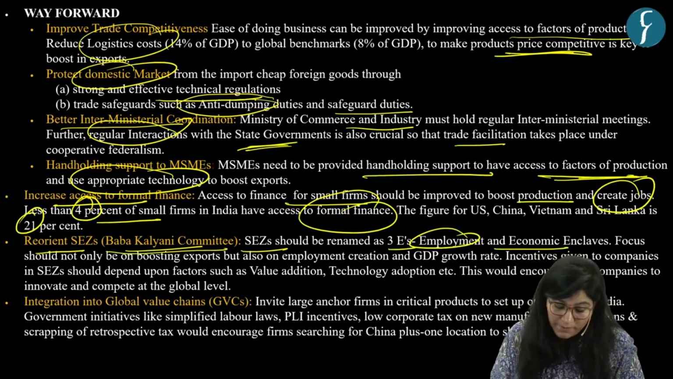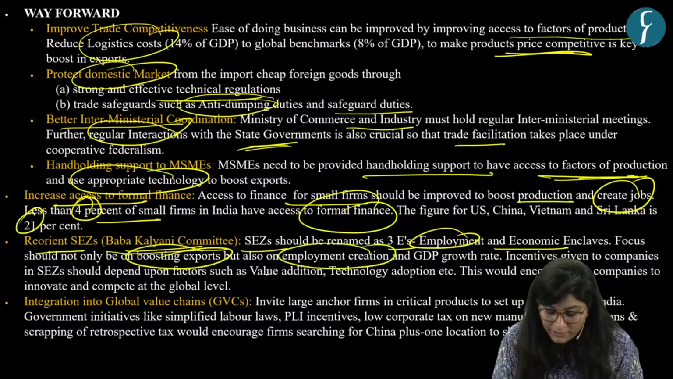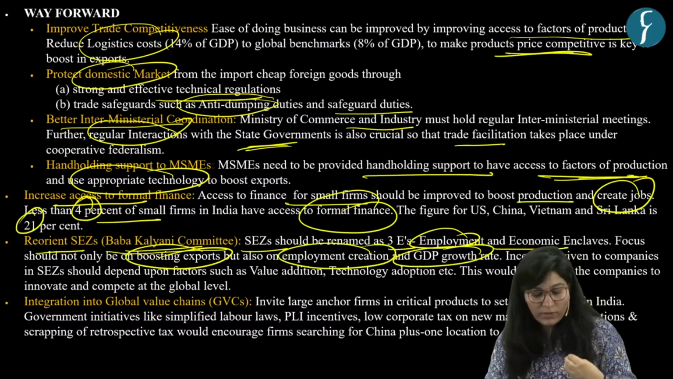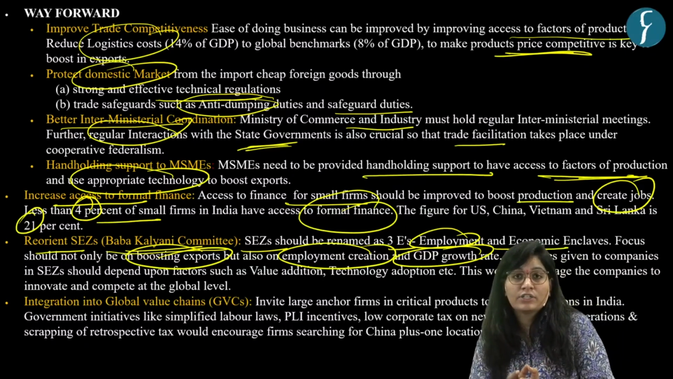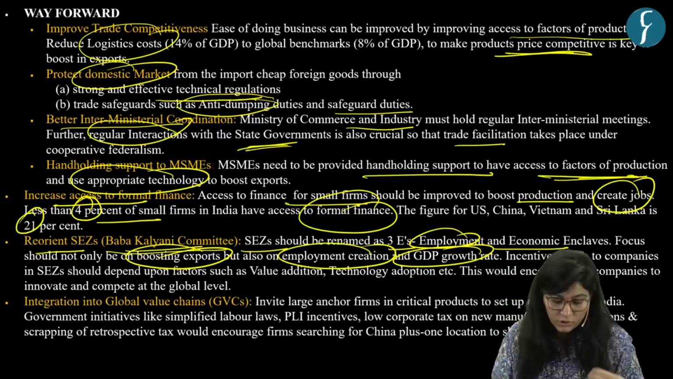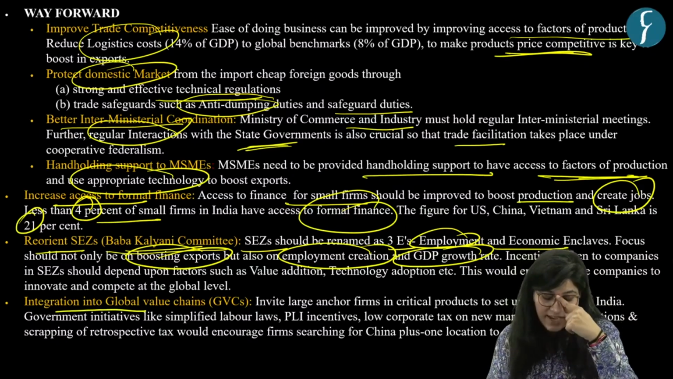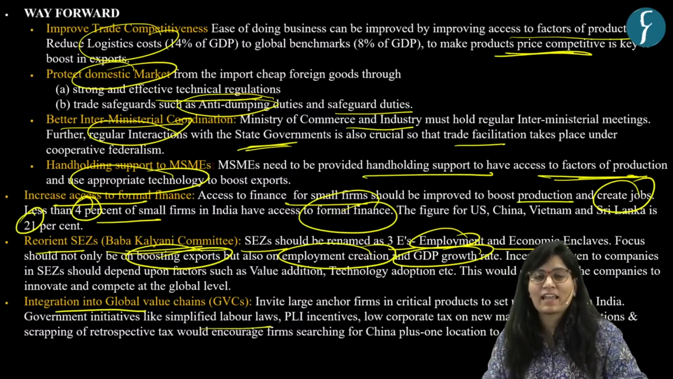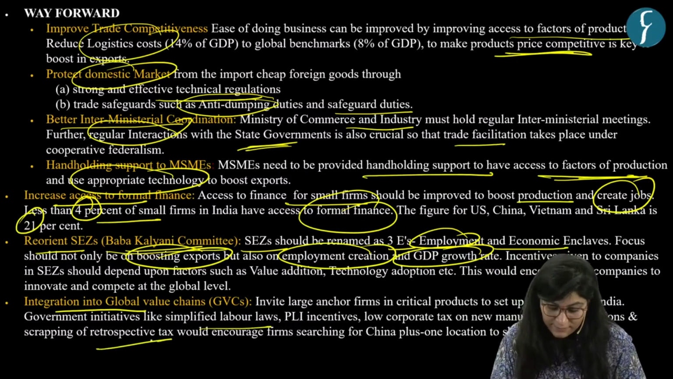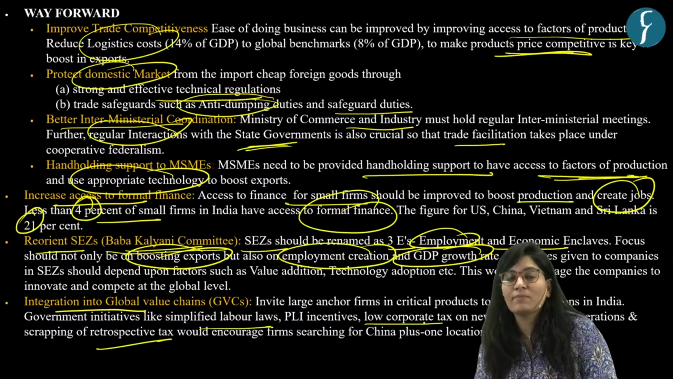Because that focus should not be only on boosting exports. Focus should be on employment generation, GDP growth rate. Then, as I told you, how important it is for India to come into the global chain. So there is need for integration into global value chain, and how we can do that by simplifying our labor laws, by scrapping retrospective taxes, by low corporate taxes, then only firms will come to India, then China.